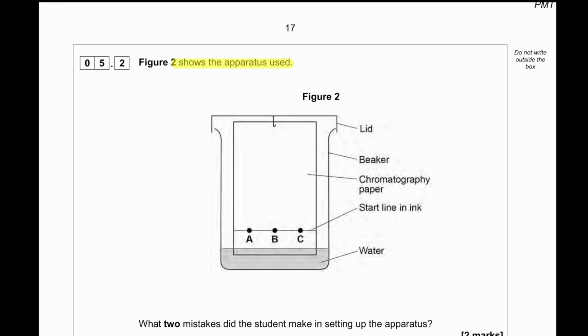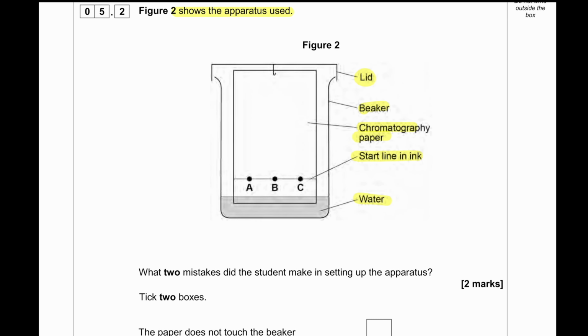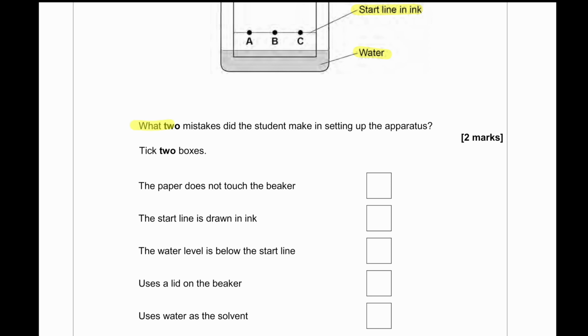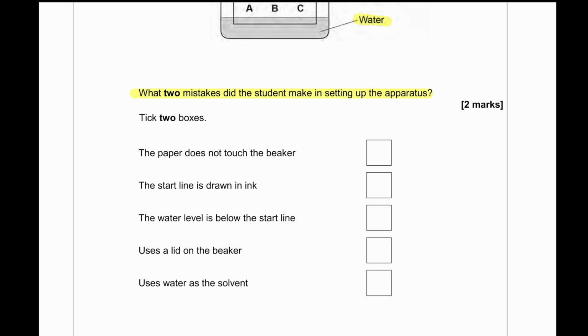Figure 5.2 shows the apparatus used. We can see a lid, we can see the beaker and chromatography paper inside the beaker. We can see the start line and the water, which is going to be our solvent for this particular process. What two mistakes did the student make in setting up the apparatus? We can see the start line is drawn with ink. The start line should be drawn with graphite pencil.